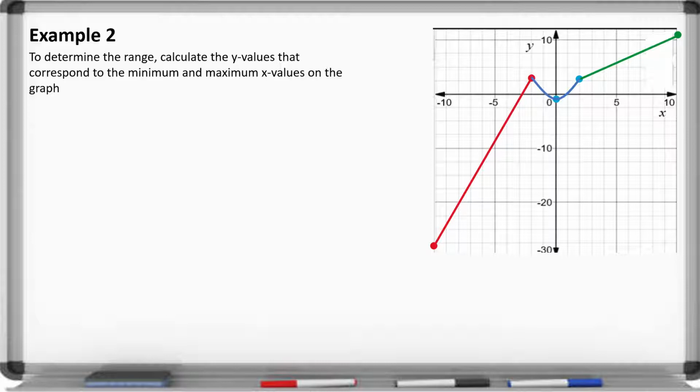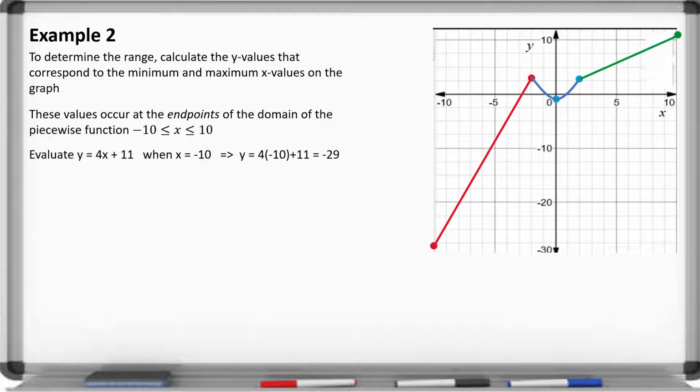So we want to determine the range. So we're going to calculate the y values that correspond to the minimum and maximum x values on the graph. So these values are at the endpoints of the domain. So at x equals negative 10 and 10. If you look at here, this is x equals negative 10, which is that coordinate right there. And then x equals positive 10 is this coordinate right here. So we're going to plug it in. If we plug it in to the function, when x is negative 10, well, that's just the first function rule. So plug it in there, you get negative 29. Or you can actually look at it from the graph, because we already made the graph, and that's going to be at negative 29.